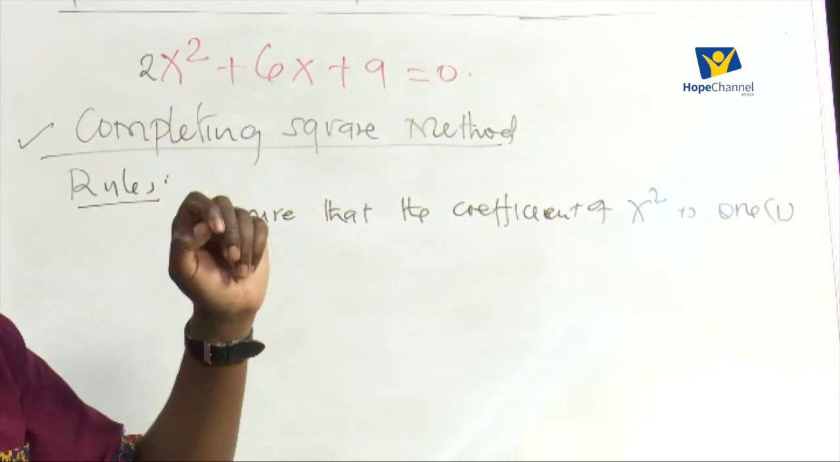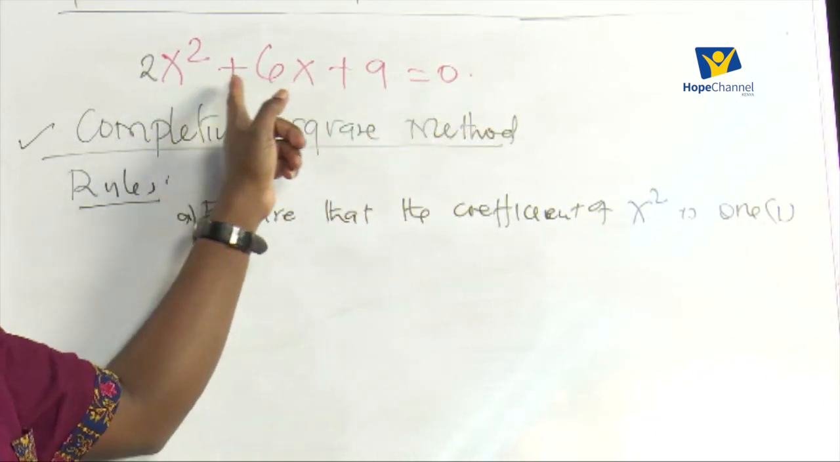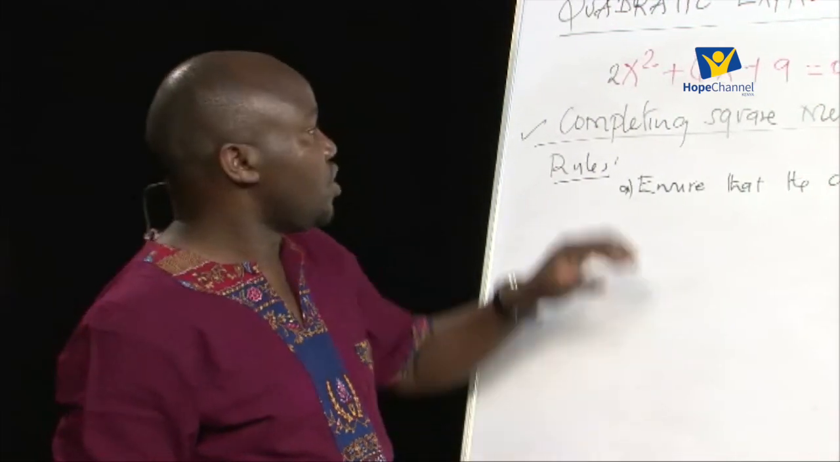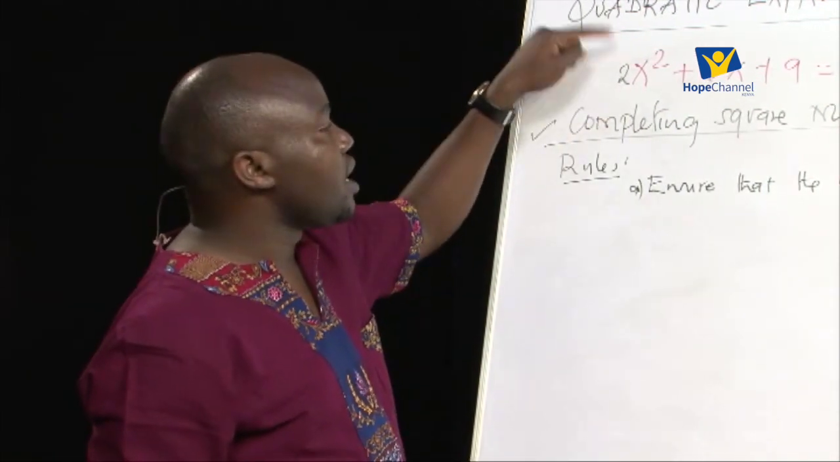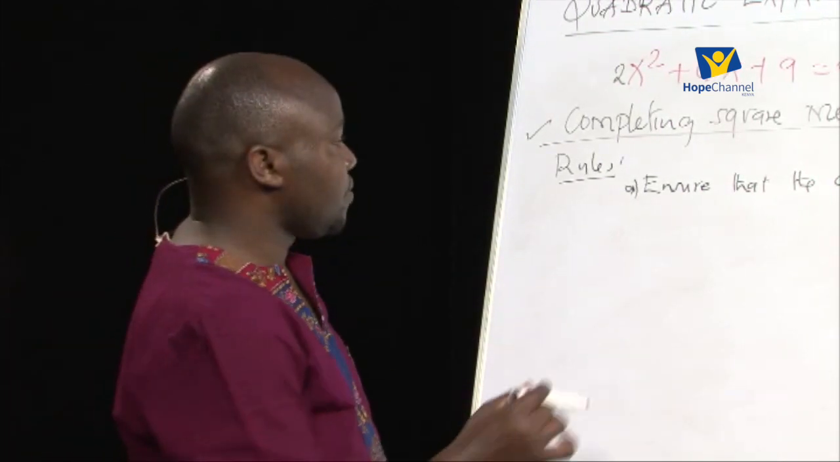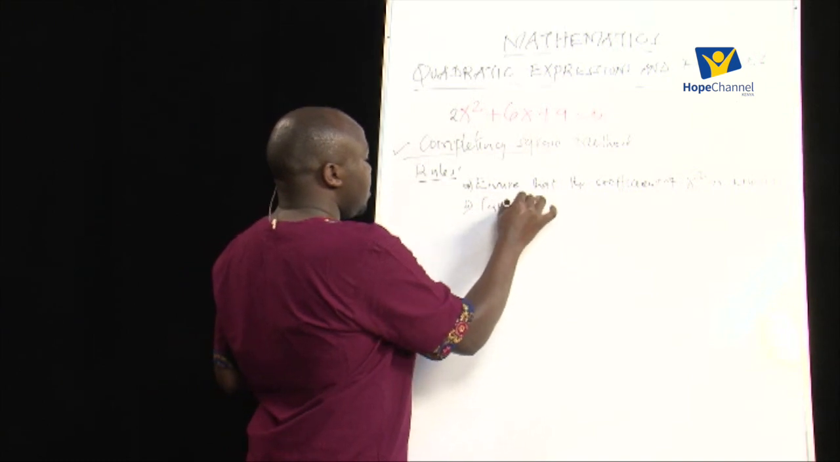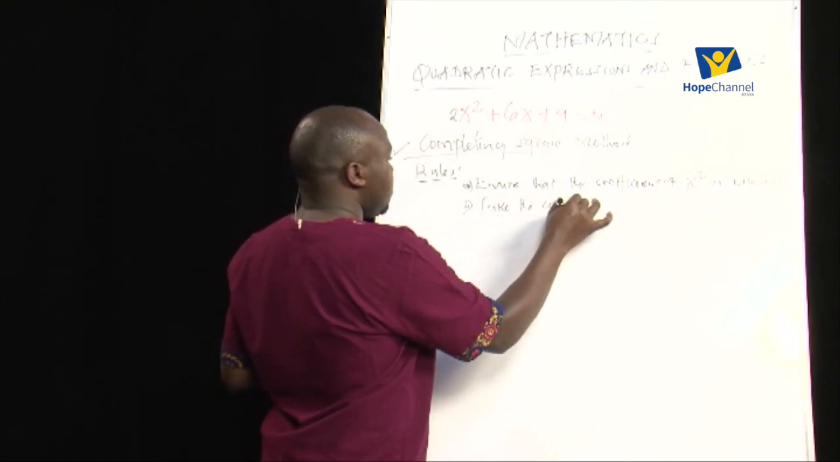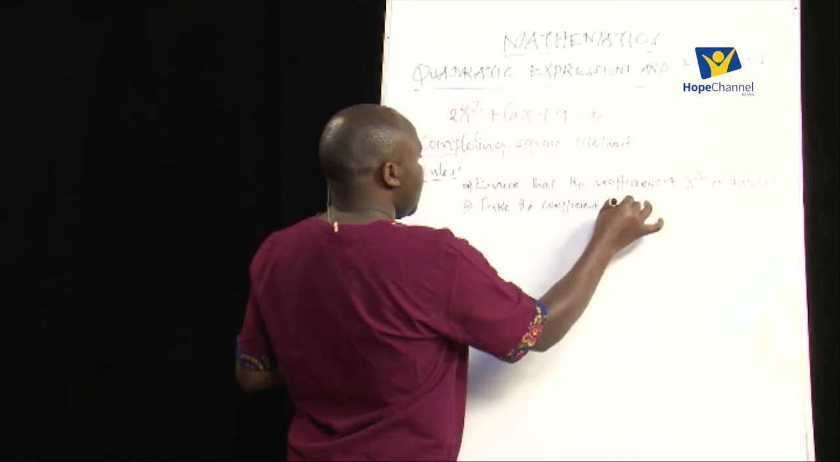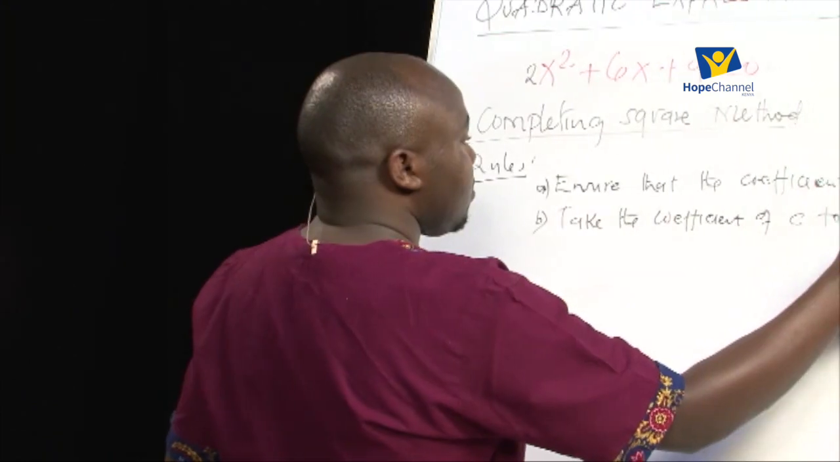But if it was, for example, 2, then you must ensure that this coefficient is 1. How do you ensure that? It's by dividing through by 2. All through divide by 2 to ensure that 2 by 2 is 1. So the coefficient here is 1. That's the first rule. Second rule, take the coefficient of C to the other side of the equal sign.